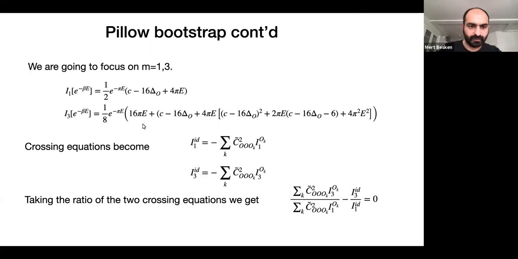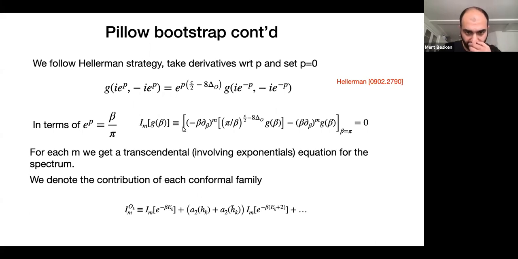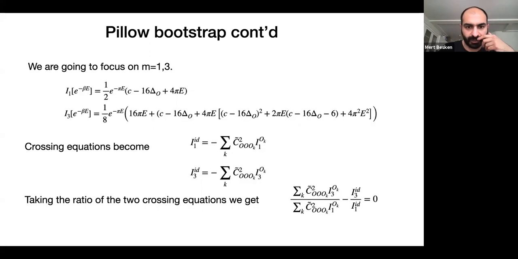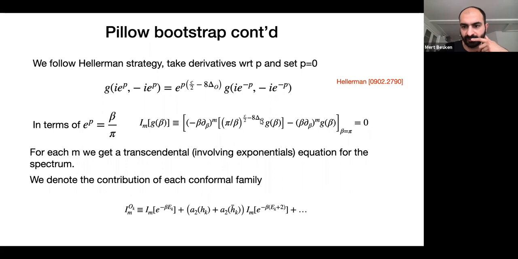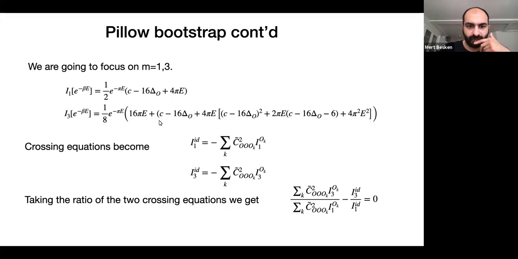Okay. So yes, maybe this is a little fast, but this thing is a functional, and it takes exponentials because this g of beta is decomposed in exponentials. I'm just showing you what the first and third derivatives do to these exponentials. Because of all of these c delta o's appearing here and then setting it to pi, you see all these pi's, e's, c's, and delta o's here. The crossing equations for the first and third derivatives become these. Here is the identity block. So the first derivative applied is equal to the rest of the operators, and here we see the third derivative version of that. And we do exactly modular bootstrap.